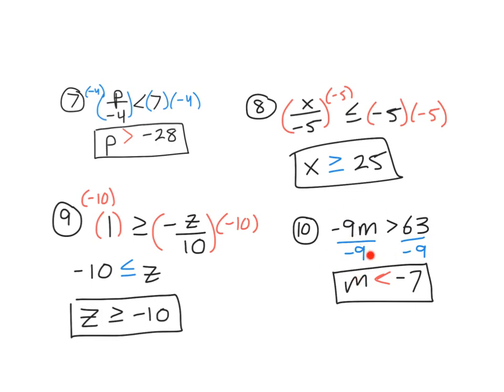And for number 10, divide both sides by -9. Since we're dividing by a negative, our sign flips and we're left with m is less than -7.